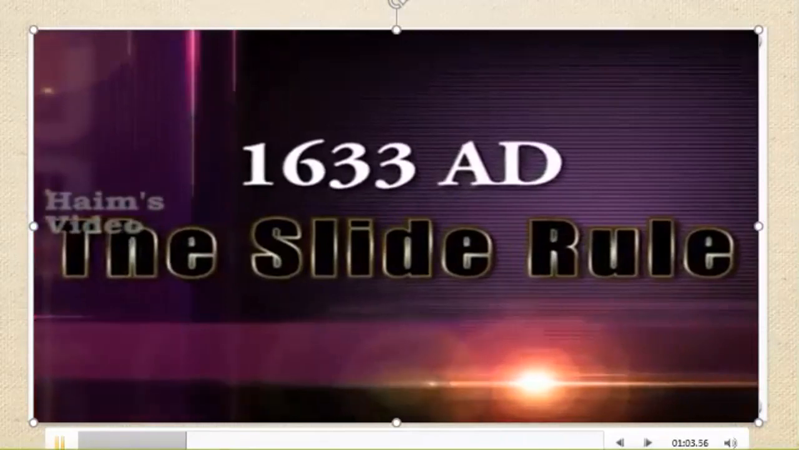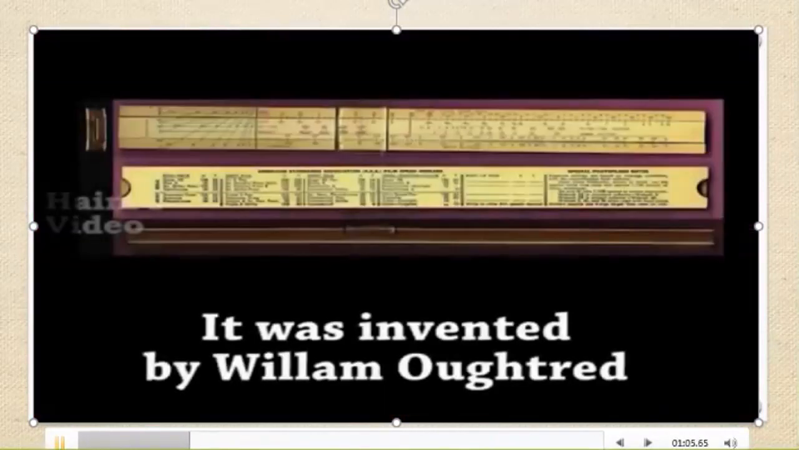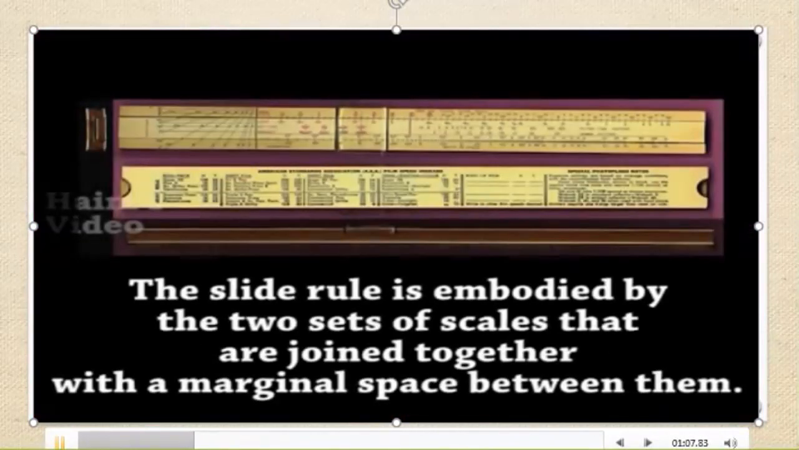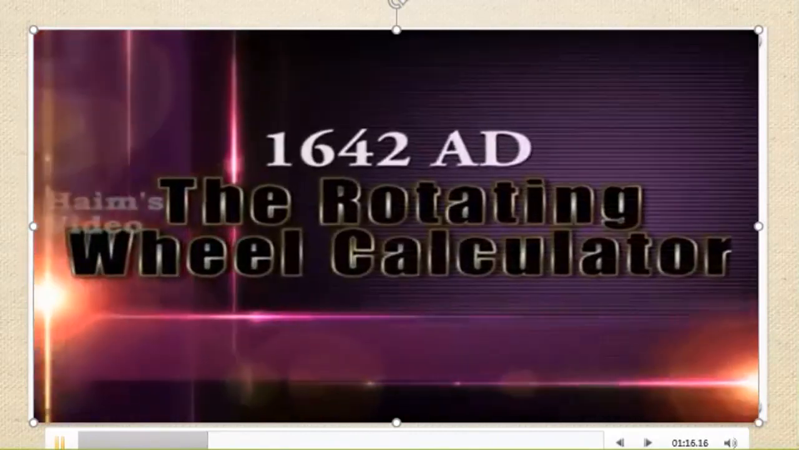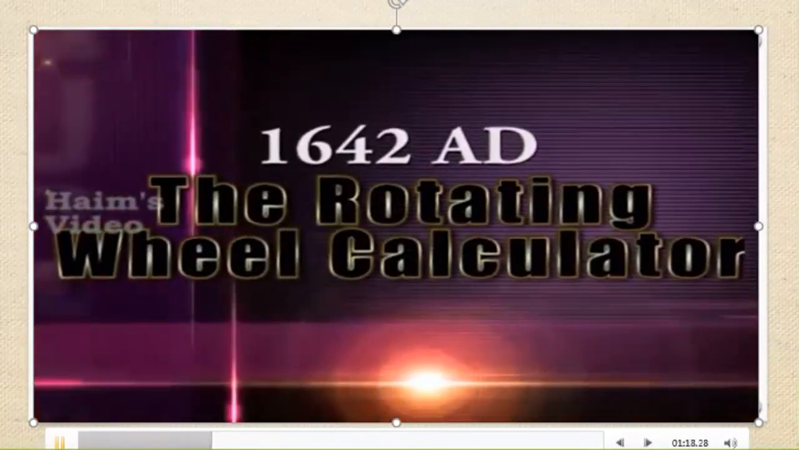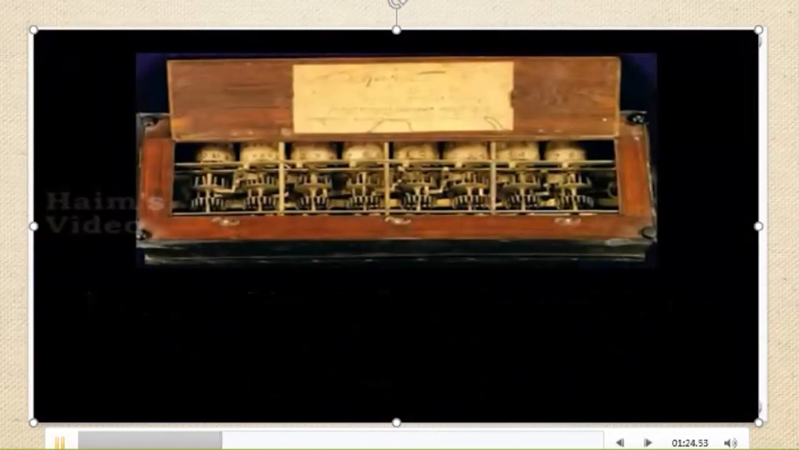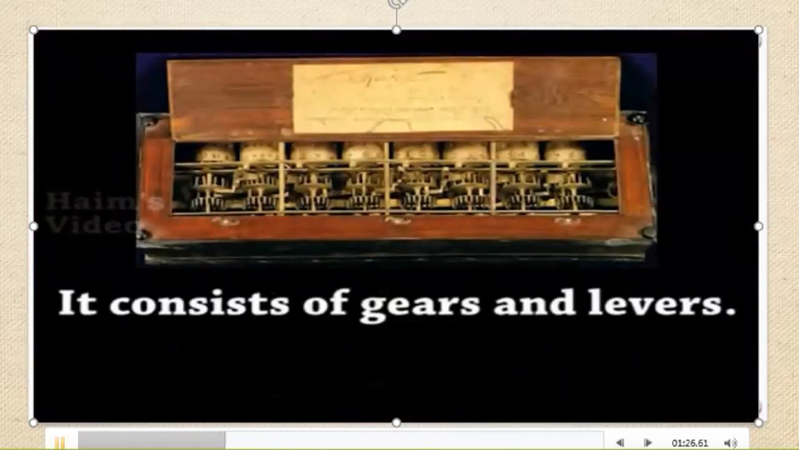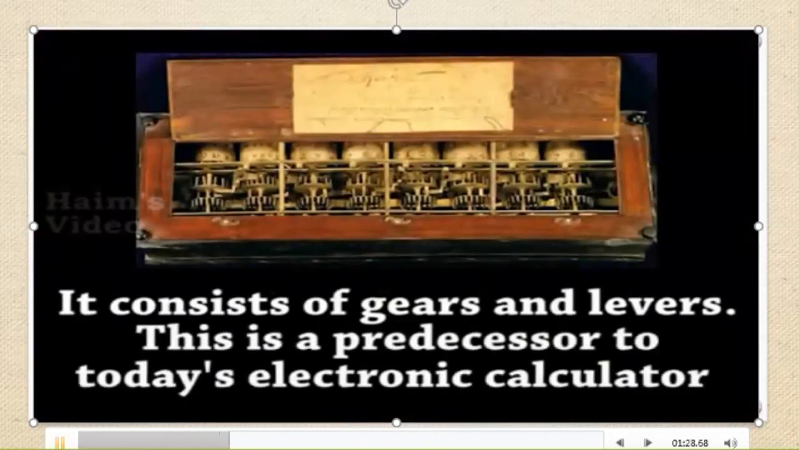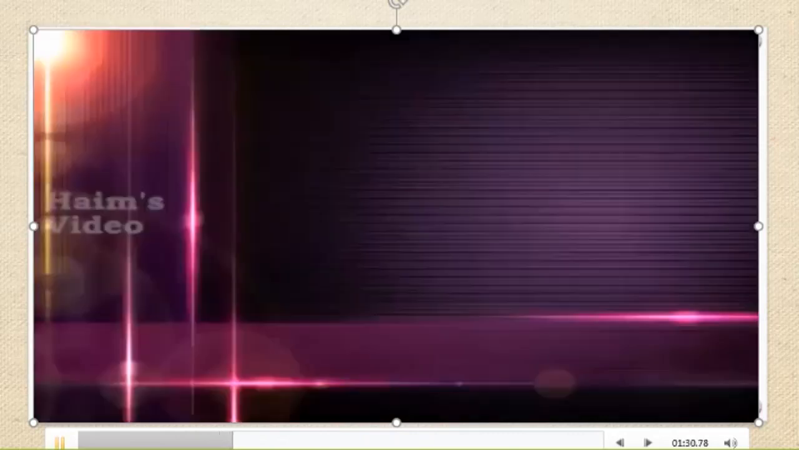1633 AD. The slide rule. It was invented by William Outred. The slide rule is embodied by the two sets of scales that are joined together with the marginal space between them. 1642 AD. The rotating wheel calculator. It was first developed by a French philosopher, Blaise Pascal. It consists of gears and levers. This is a predecessor to today's electronic calculator.